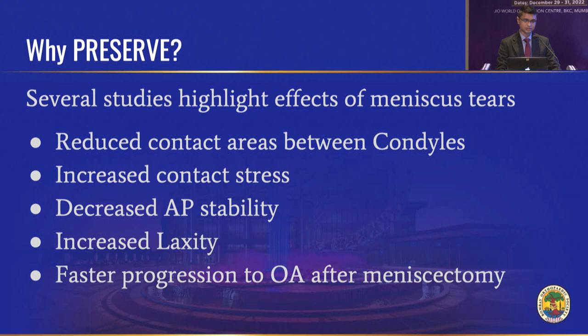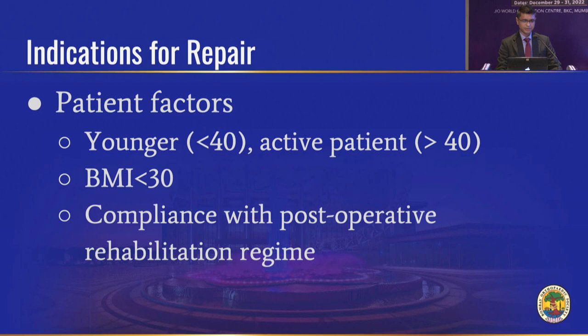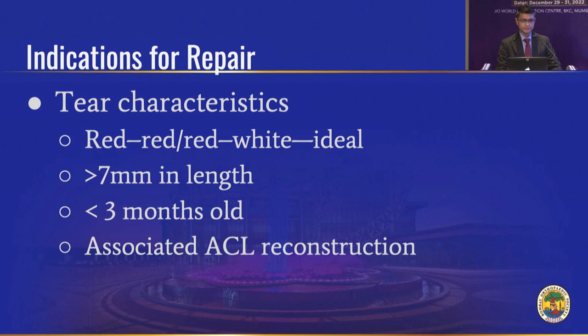So the indications for repair: what are the patient factors that are favorable? A younger patient less than 40, or an active patient more than 40 years, BMI less than 30, and a patient who understands the long drawn physiotherapy protocol and will comply with it. As for tear characteristics, the red-red and red-white tears are the ideal ones to repair, more than 7 millimeters in length.